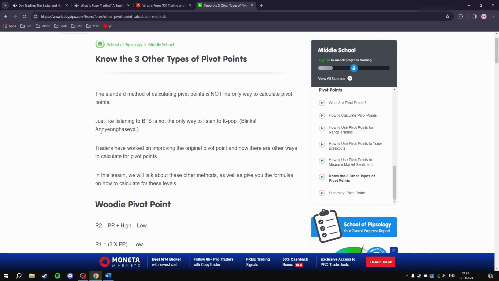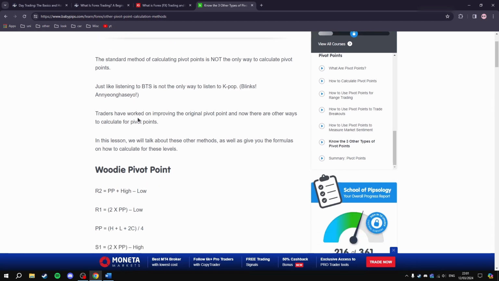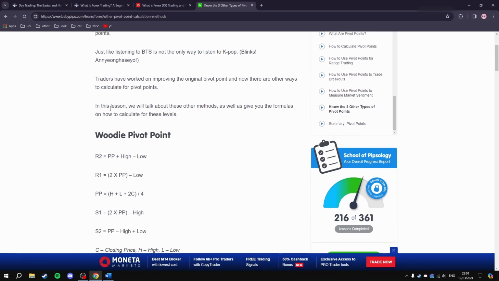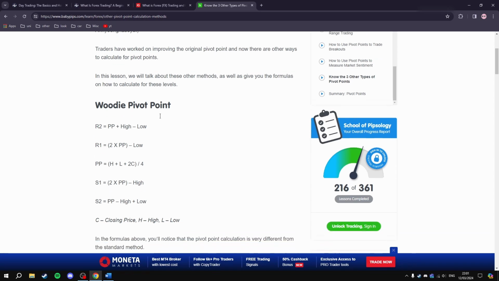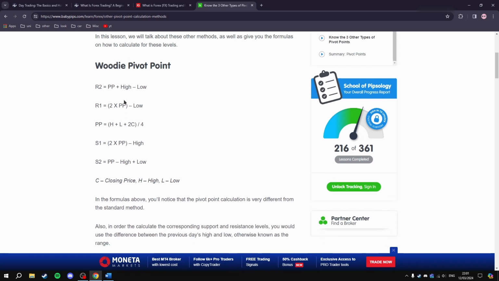Traders have worked on improving the original pivot points, and now there are other ways to calculate pivot points. In this lesson, we'll talk about these other methods, as well as give you the formulas on how to calculate for these levels. The Woodie pivot point.